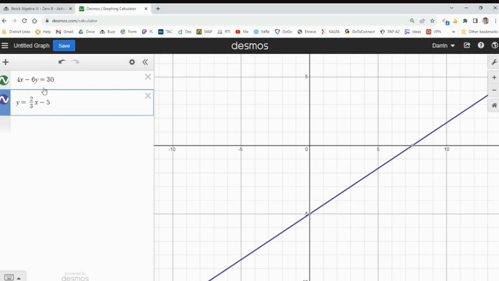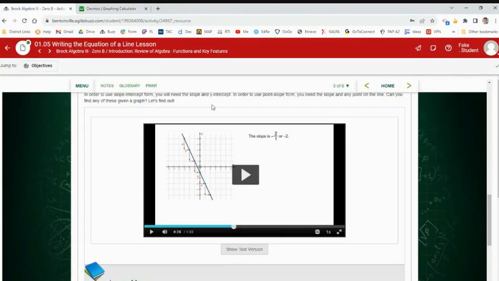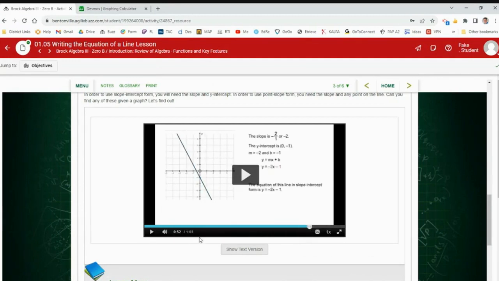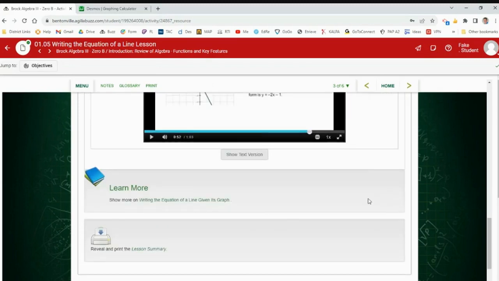But we can write the equation of a line using a graph. And so here's a video that explains that. If you need it written out, or need to watch an example, it's 1 minute and 3 seconds. Since you have access to that, I won't play the video. But you've been doing y equals mx plus b since junior high. Probably got that. Here's more on writing the equation of a line given its graph.